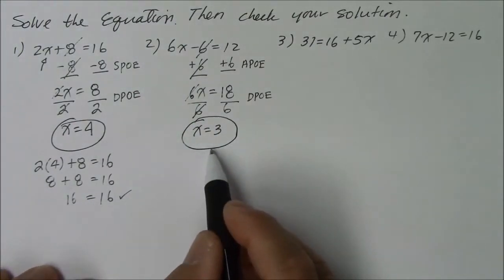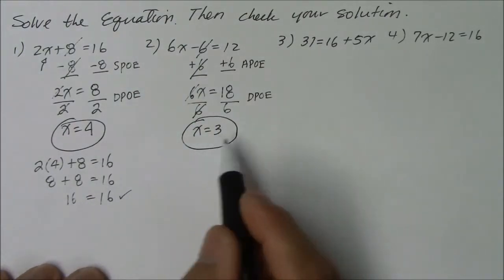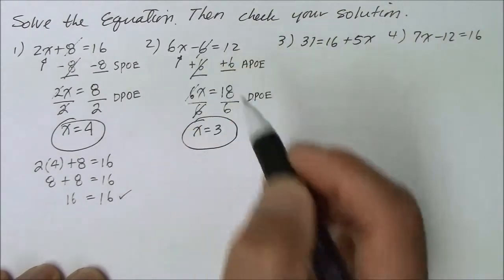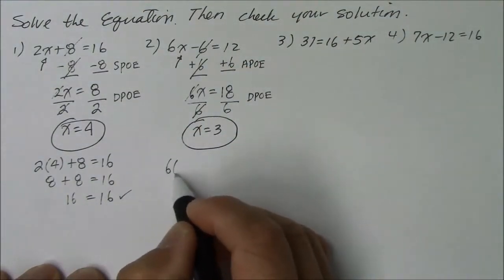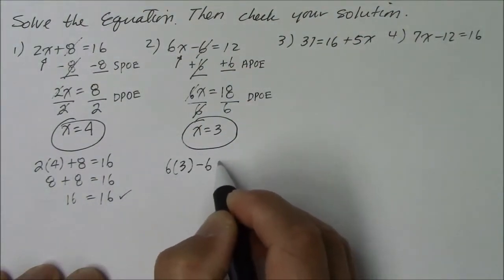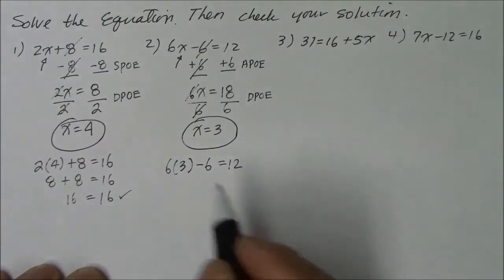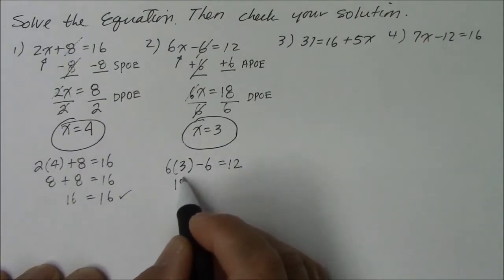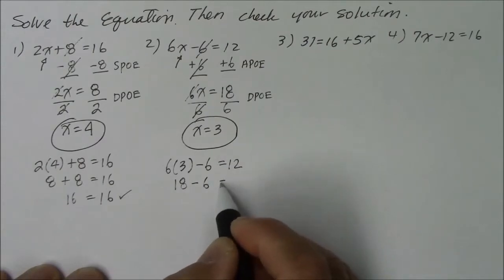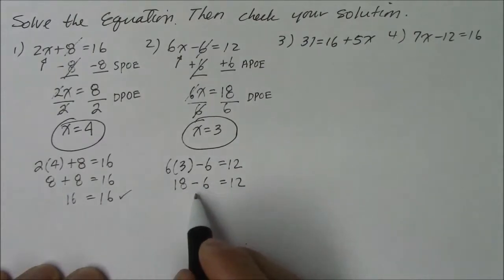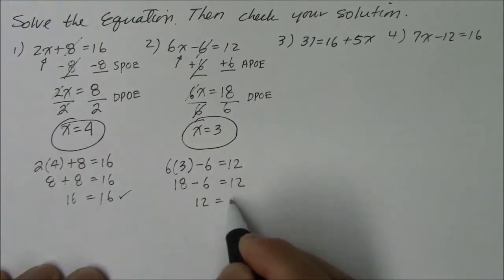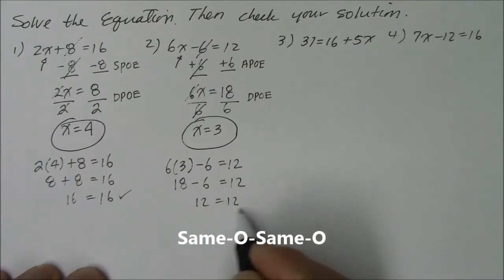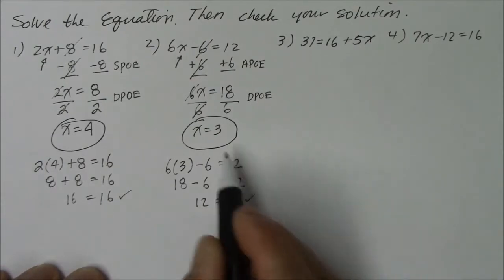But to check it, we're going to take that x, which is 3, and substitute it back into the original equation. So 6 times 3 minus 6. Does that equal 12, I hope? 6 times 3 is 18, minus 6 is equal to 12. And 18 minus 6 is, in fact, 12. Same old. We're all good to go. x equals 3.